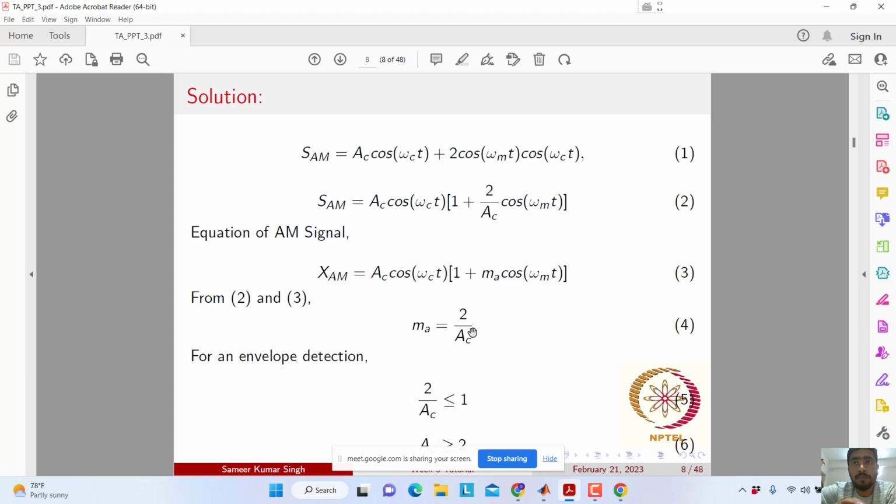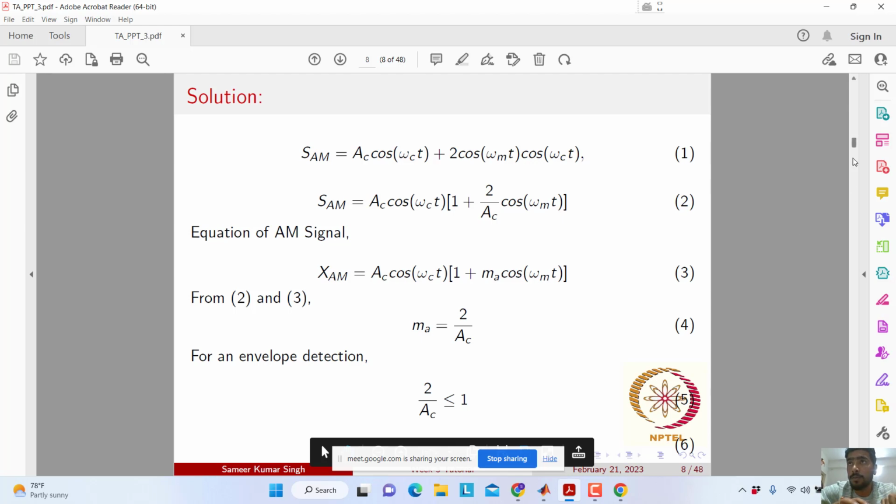Anyone have doubt on this step? Okay, so now we are doing the demodulation for proper envelope detection. Our mu, or modulation index, should be equal to or less than 1. So we can write this term 2 upon Ac less than or equal to 1.